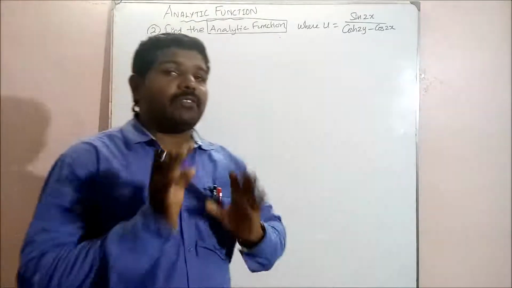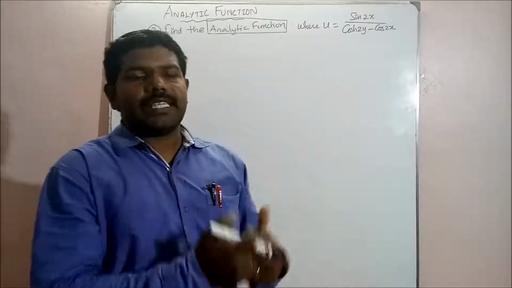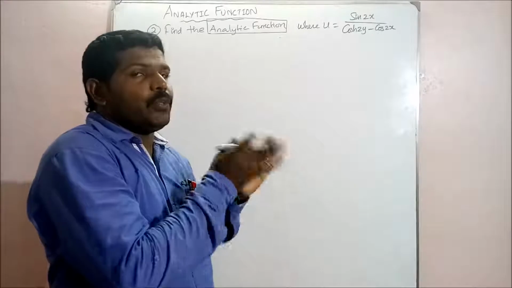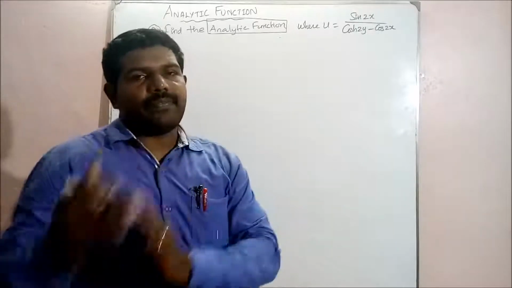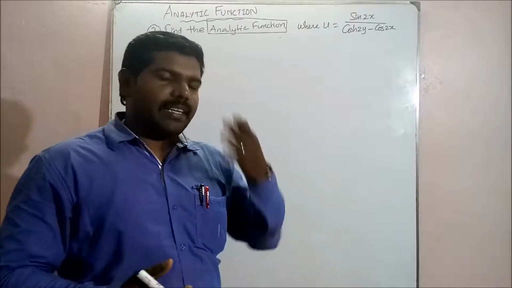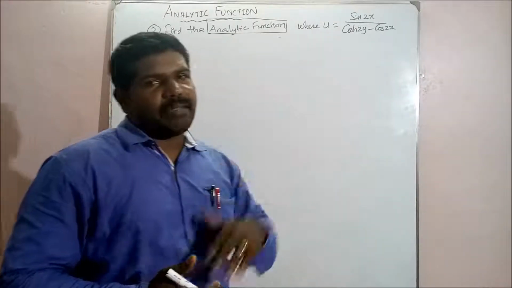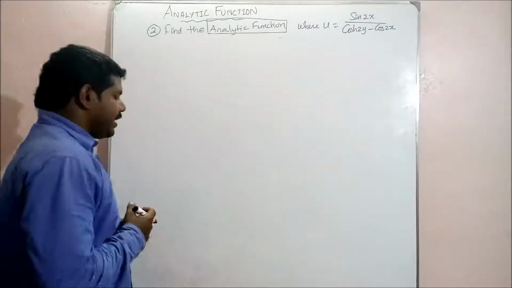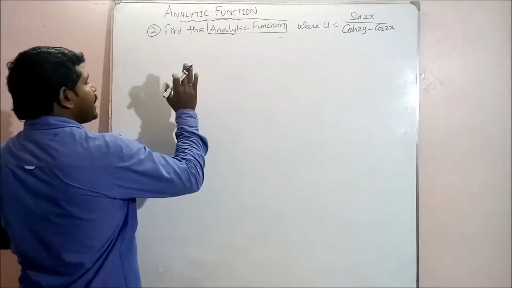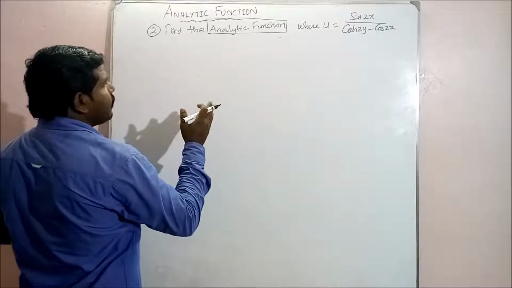So totally we have 3 model problems in this chapter. First model, real part u is given and f of z is asked. Second, v is given and f of z is asked. Third, neither real nor imaginary part is given and f of z is asked. So here u is given, so we have to find ux and calculate uy.